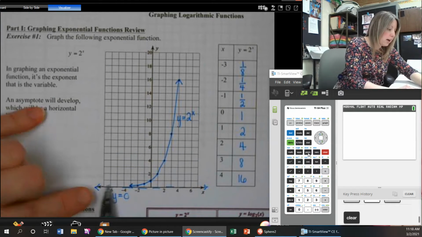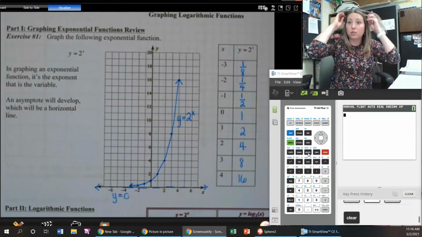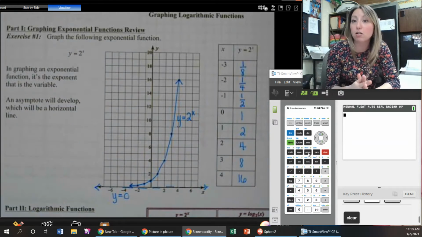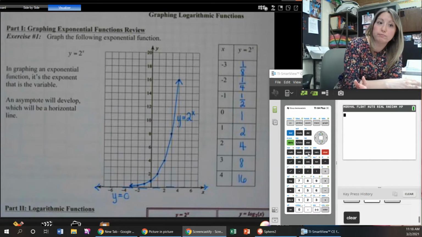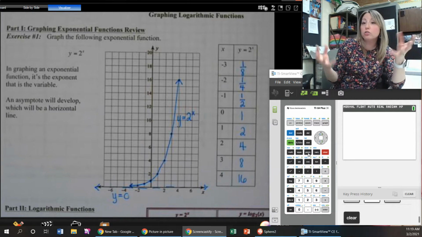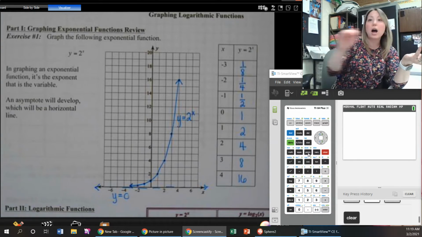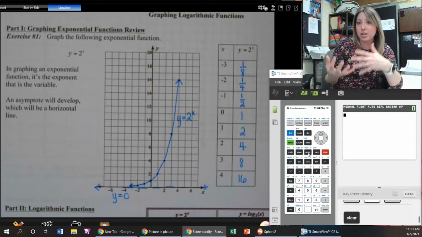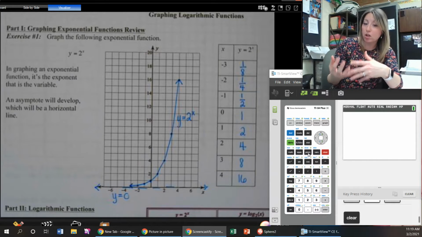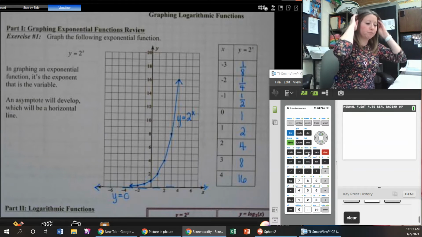And notice for an asymptote, I just did a dashed line, kind of like I do for the axis of symmetry in a parabola. Same deal. In this case, it's an asymptote. And with our exponential functions, there's always going to be a horizontal asymptote. So it's always going to be y equals some number that we cannot touch or cross. Maybe you can see where I'm going with this.